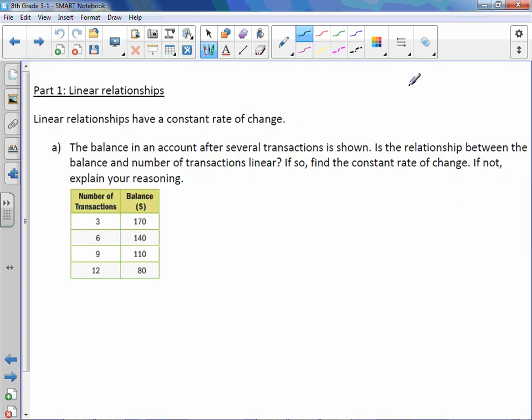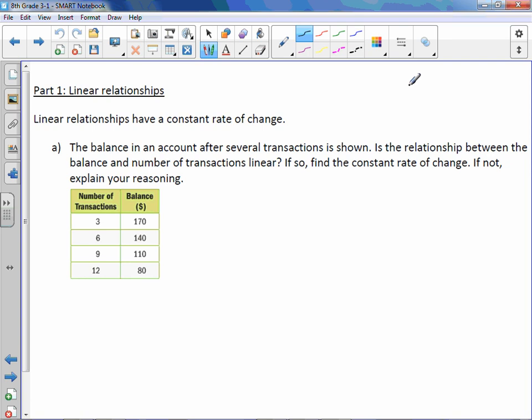Linear relationships have a constant rate of change. The balance in an account after several transactions is shown. Is the relationship between the balance and the number of transactions linear? If so, find the constant rate of change. If not, explain your reasoning.